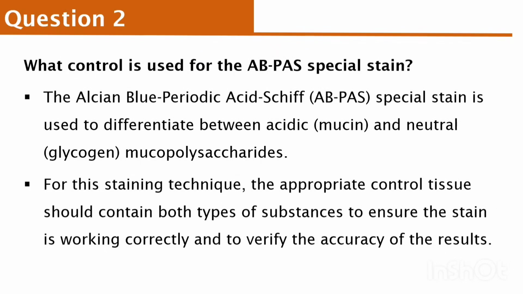We already see from the definition that it is a special stain that differentiates between acid mucin and neutral glycogen, okay, which is where you can get maybe mucopolysaccharide. So what it means is that we now need a sample that contains this mucin and glycogen, as the case may be. I hope you understand that. That way it can differentiate the acidic content of that sample from the neutral side of the sample.